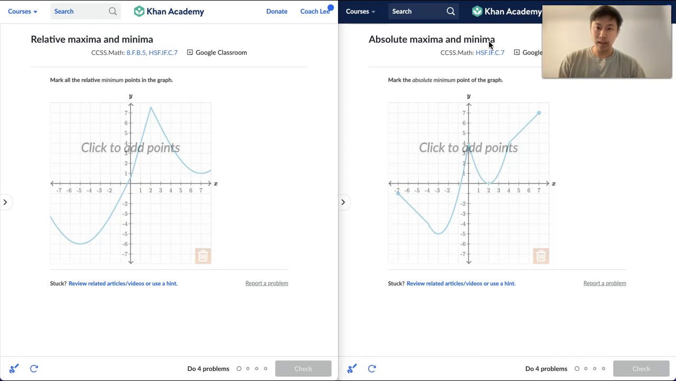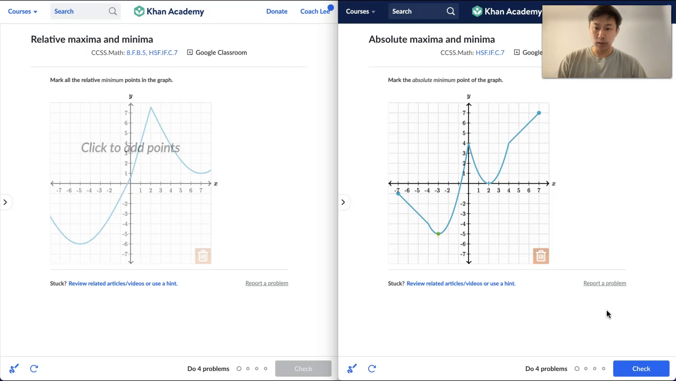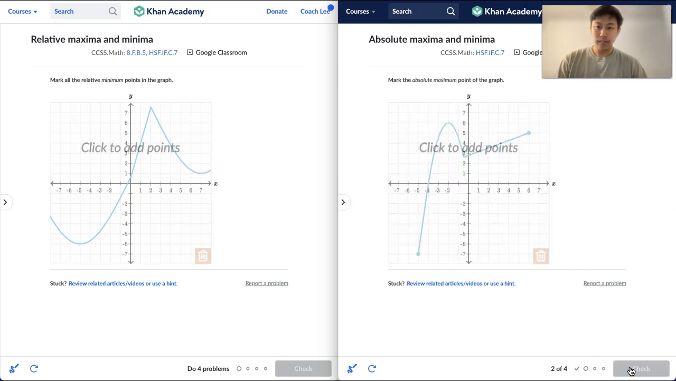Okay, so this is asking mark the absolute minimum, which means I look at the entire graph. Where is the lowest point? Boom, right there. Nothing too complicated. Right? If this one's asking for the absolute maximum out of the entire graph, where's the highest point? It's going to be up here.